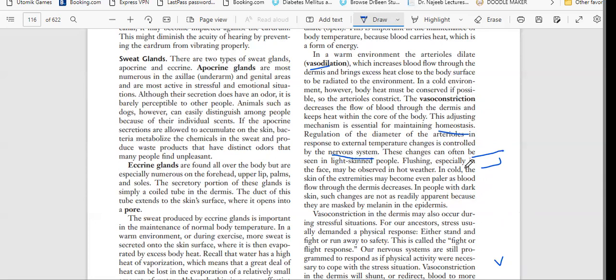system. Okay. These changes can often be seen in light-skinned people. Flushing, especially in the face, may be observed in hot weather. In cold, the skin of the extremities may become very pale as blood flow through the dermis decreases. So that's the reason people look pale in color because of decreased amount of blood flow on their surface. Okay, in people with dark skin, the changes are not as readily apparent because they are masked by melanin in the epidermis.